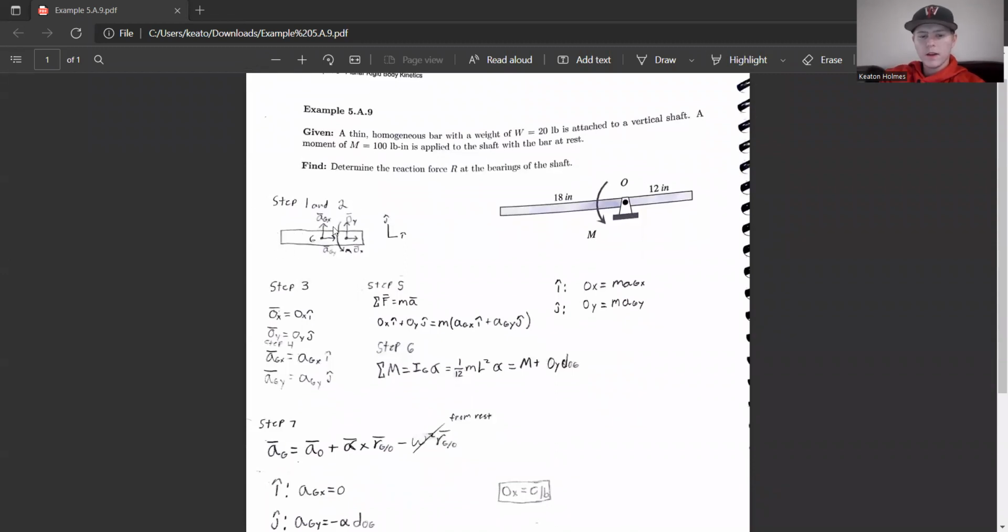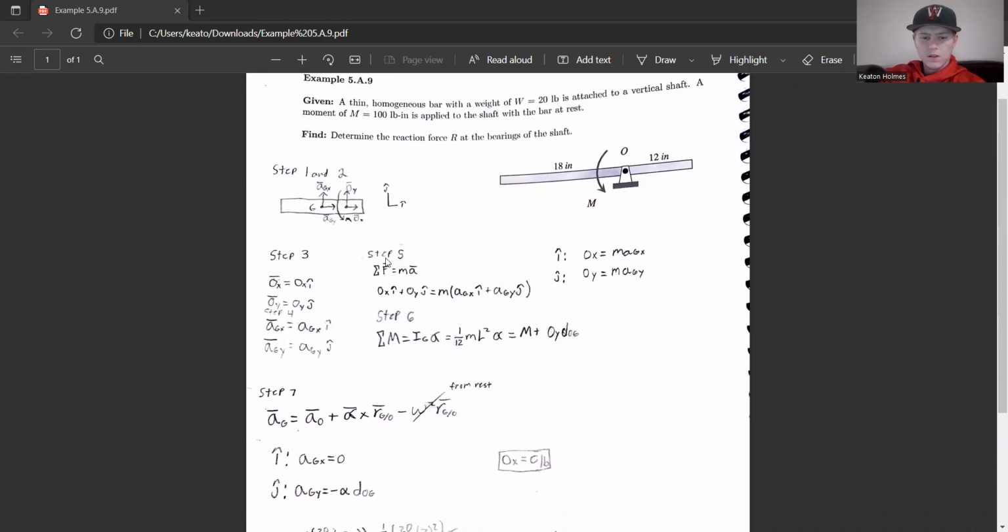So here's step one. We draw a free body diagram of it. Then we know we're going to have our acceleration due to gravity in the middle of the bar. Then we're going to have OY and OX and then our moment, and we're in the I and J coordinate system. So step three, we'll write out our forces, which is just OX in the I direction, OY in the J direction.